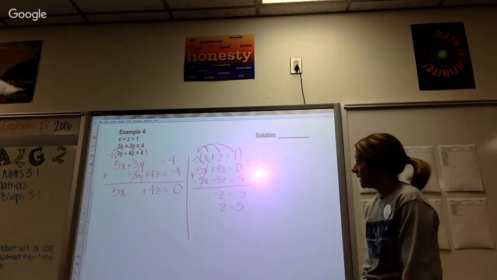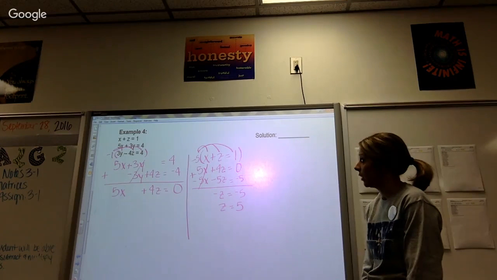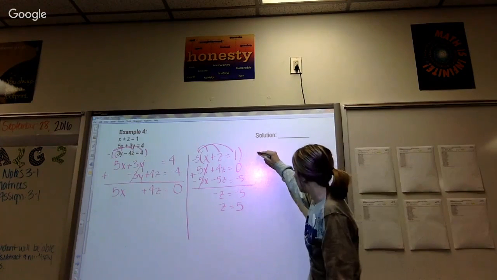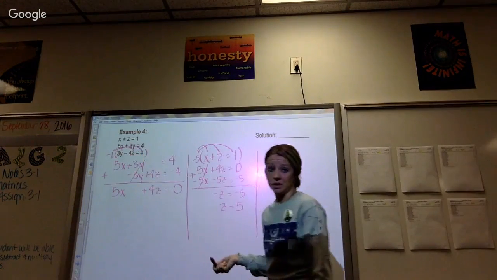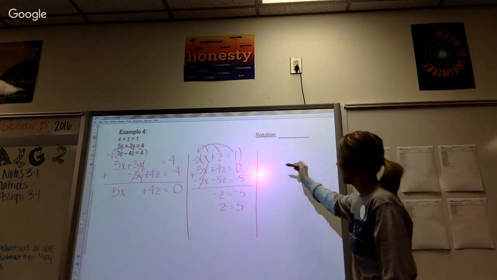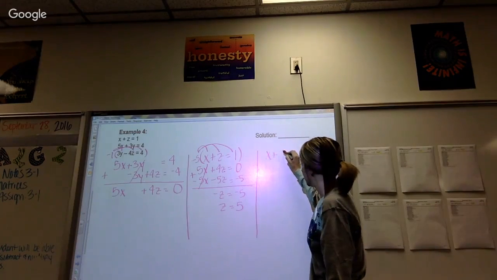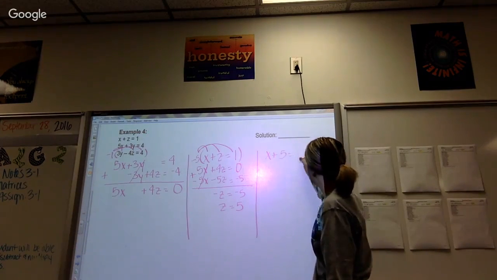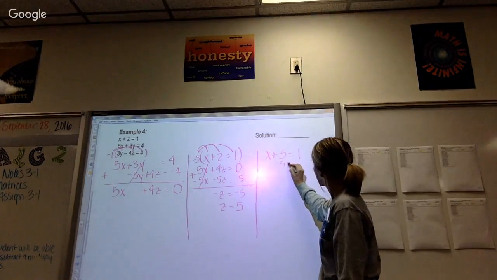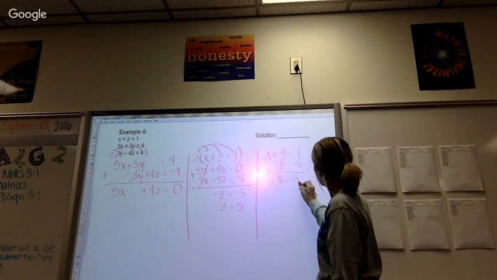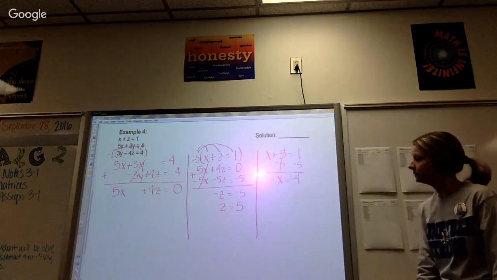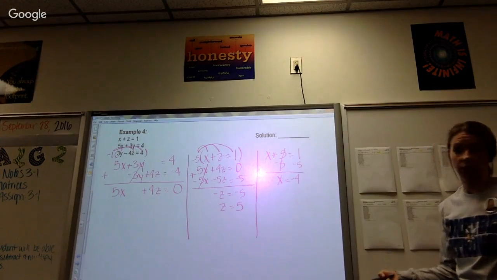So we found z. Now we need to find y or x. It doesn't really matter which one you find next. Notice the top equation looks pretty simple, so I can plug into that. x plus z, which we just found to be 5, equals 1. So x would equal negative 4. We found x, we found z, we need to find y.